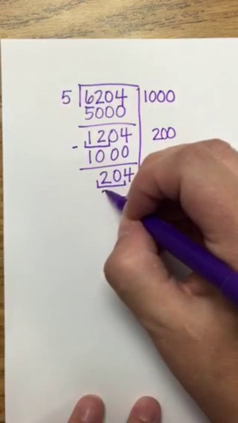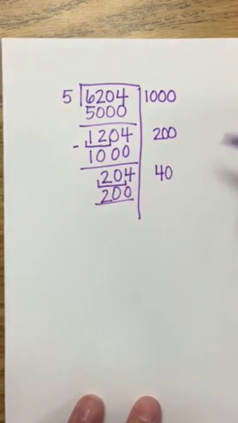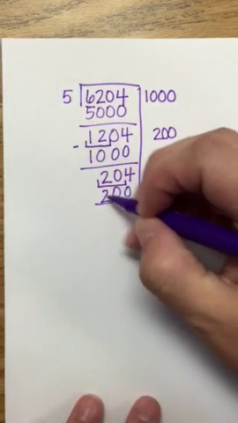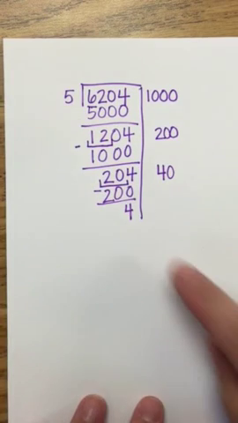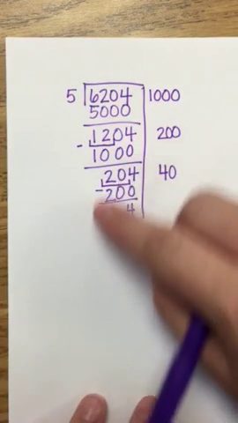4 times 5 is 20. And 40 times 5 is 200. I subtract, and I'm left with 4. 4 is not enough to put 1 in each group, so I know I'm finished.